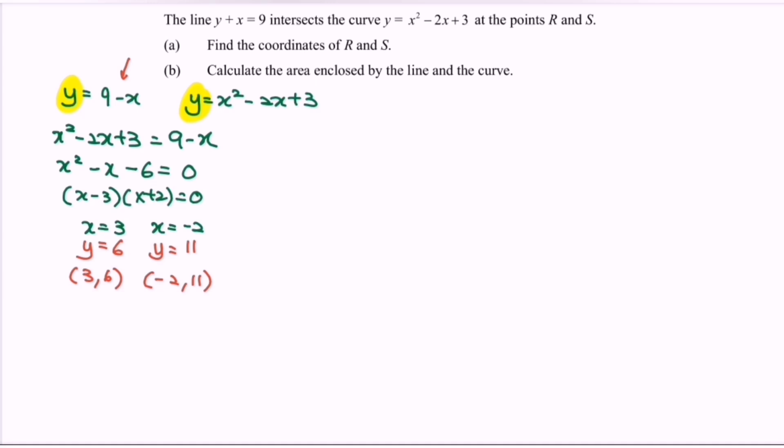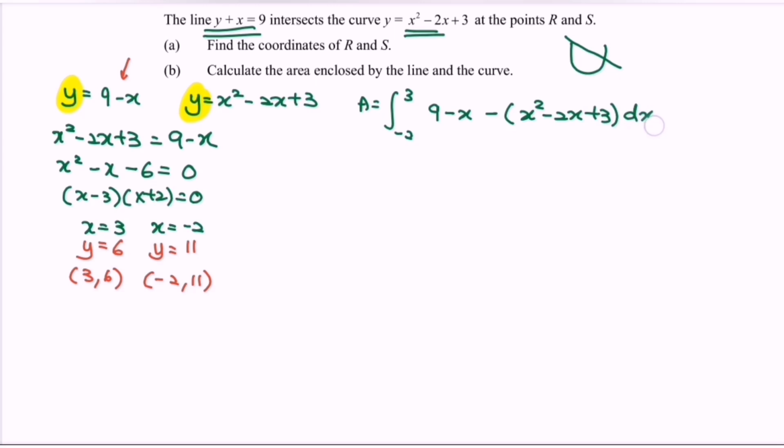Next, focus on the situation, calculate the area. So as we can see, the graph is a smiling face. So the line will be towards the left. So find the area. Integrate. Start from, we have the value -2 and 3. So the value will be -2 until 3 for the function. So in here, we notice that we have the line above the curve. So 9 minus x minus, we have the bracket, x squared minus 2x plus with the 3 respect to x.